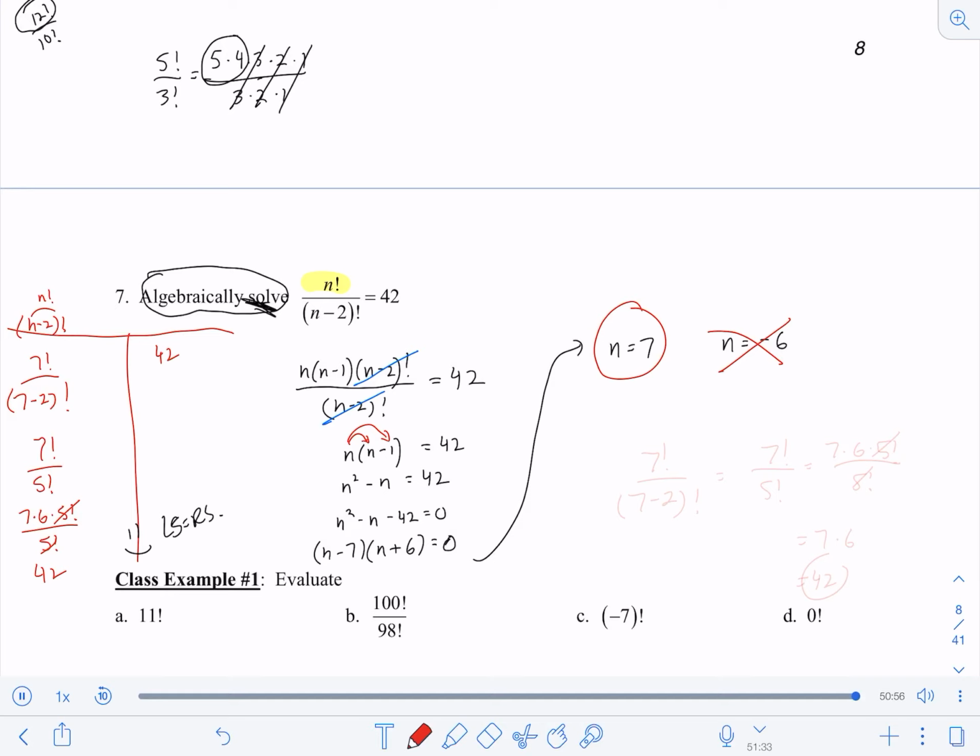And you could try it out. You could plug it in, throw that expression into your calculator using 7. Here's maybe my check. 7 factorial divided by 7 minus 2 factorial. Well, that's simply 7 factorial divided by 5 factorial. And I'm going to expand the top. There's the cancellation. And there's 7 times 6. There's 42. The left side equals the right side. This is the solution. Okay?